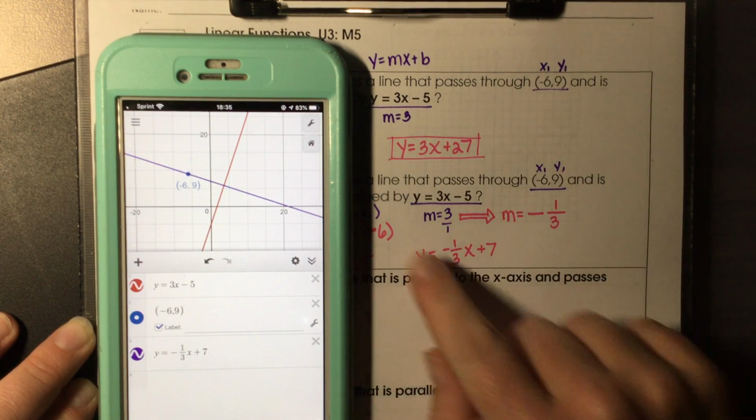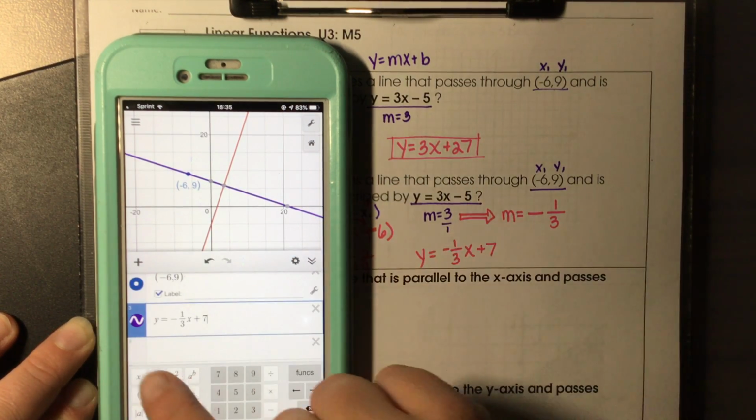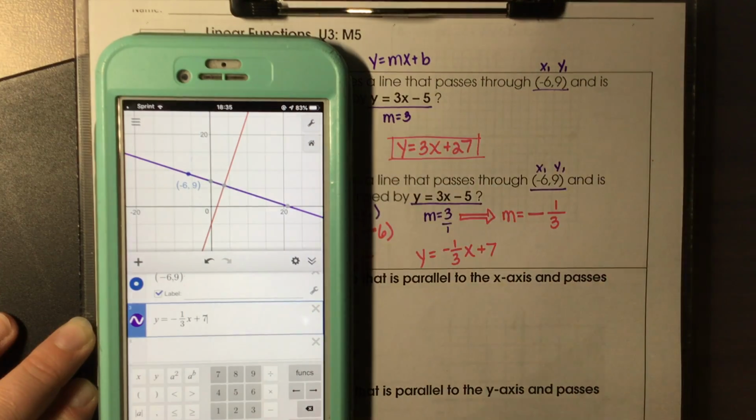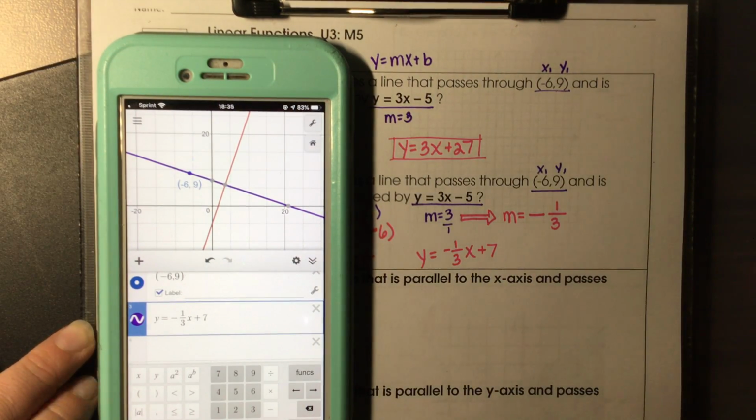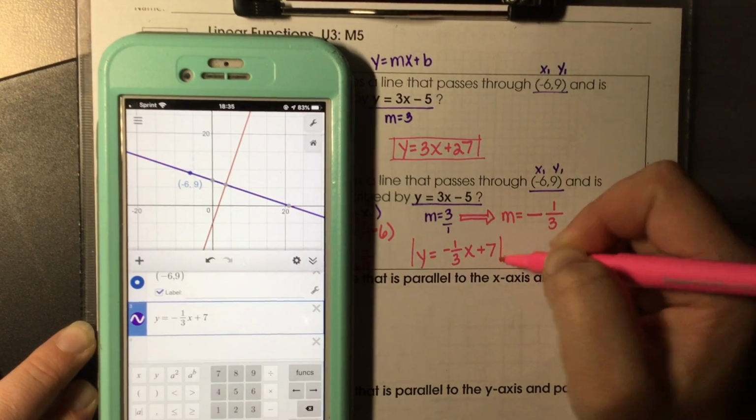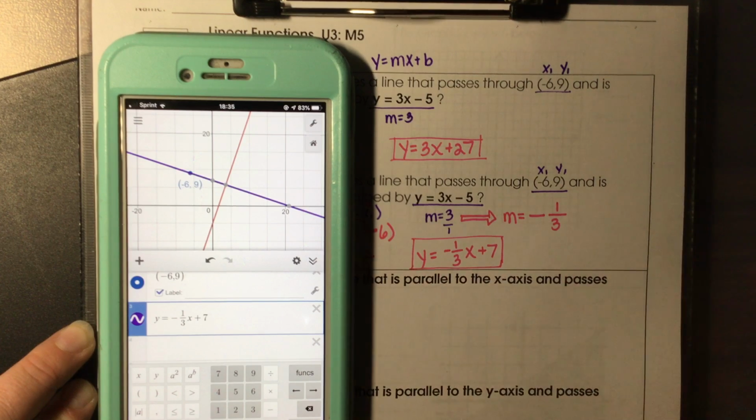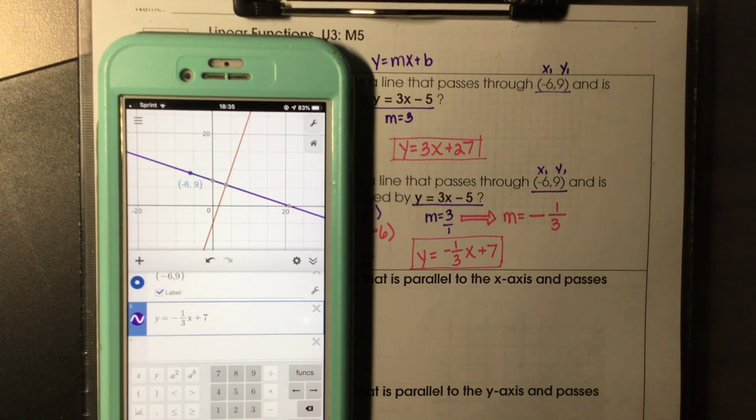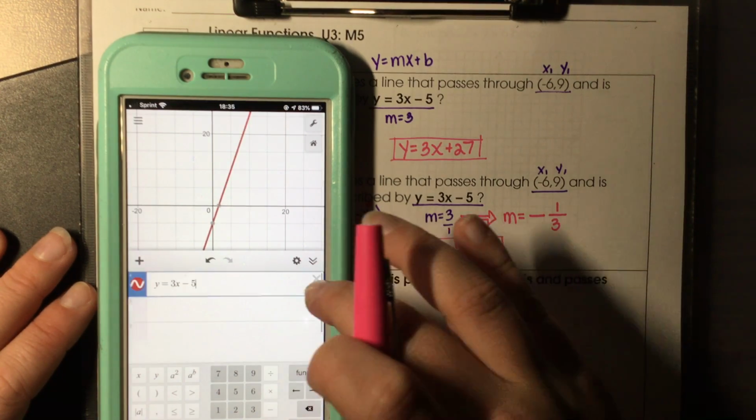All right, so if I look, my perpendicular line, which is now the purple, goes through my point. So I can now see that not only is it perpendicular, but it also goes through the point negative 6, 9, which tells me my answer here is correct. Okay, go ahead and exit out on all this.